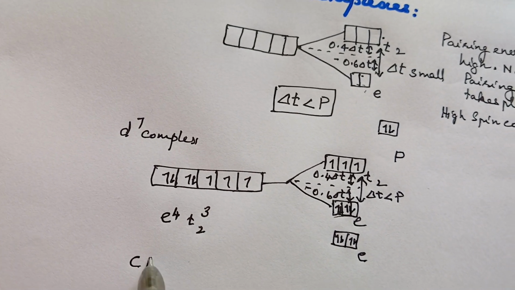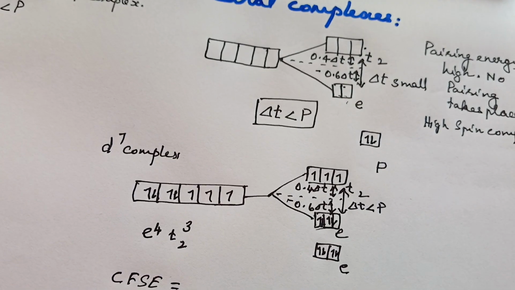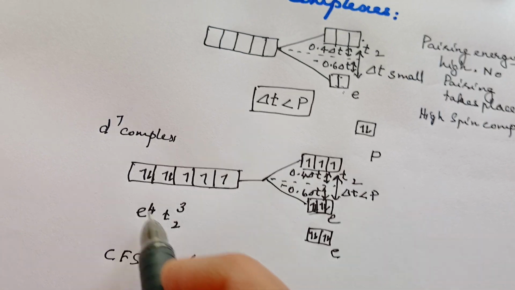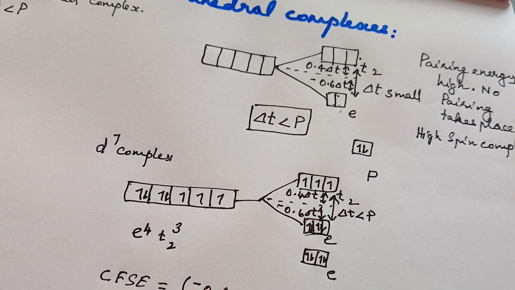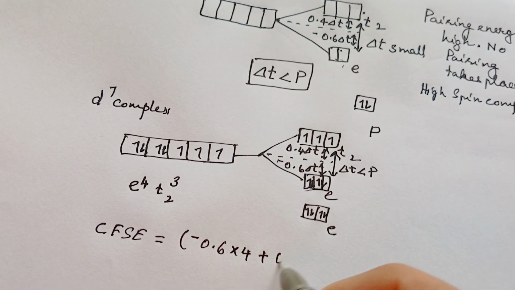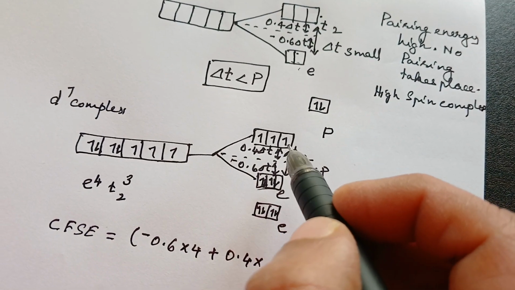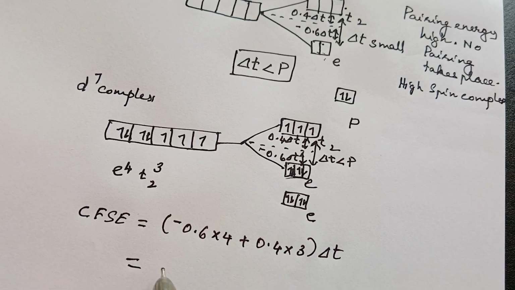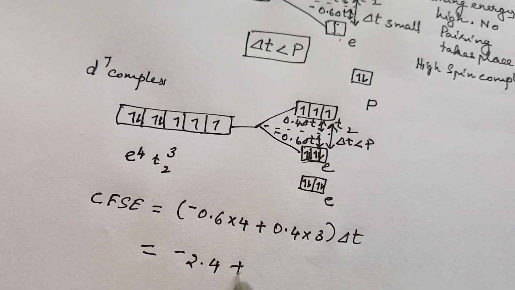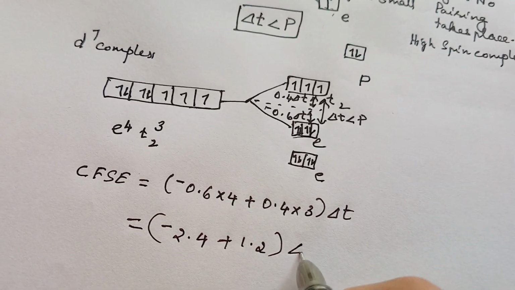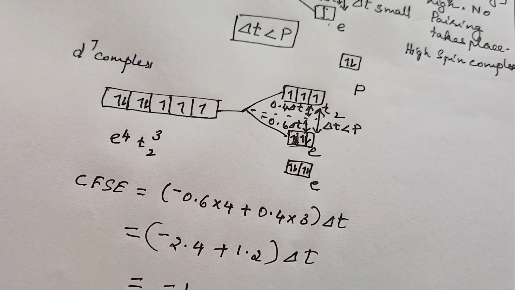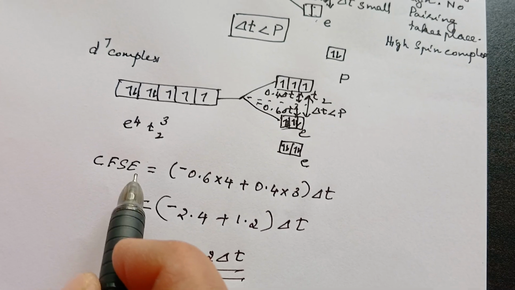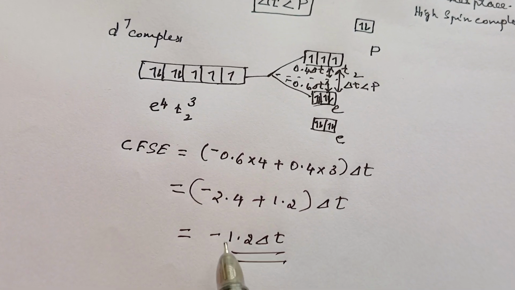So let us calculate the CFSE. CFSE is equal to minus 0.6 into how many electrons in the E set? 4 electrons, into 4, plus 0.4 into how many electrons in the T2 set? 3 electrons, the whole into delta T. That is equal to minus 2.4 plus 1.2, the whole into delta T, which is equal to minus 1.2 delta T. So that is the CFSE or crystal field stabilization energy for a D7 complex.